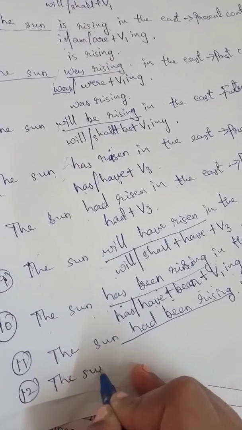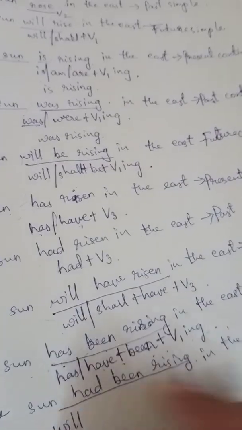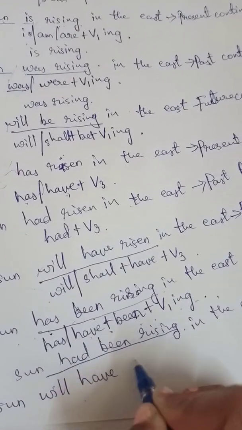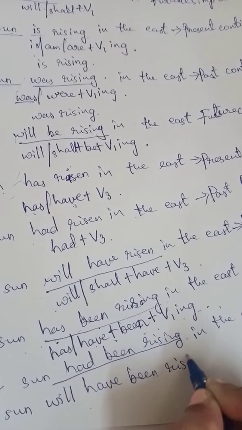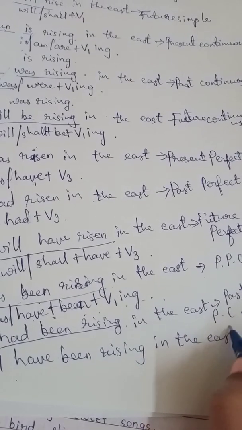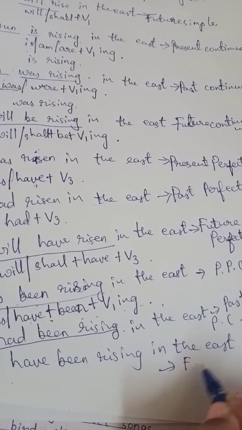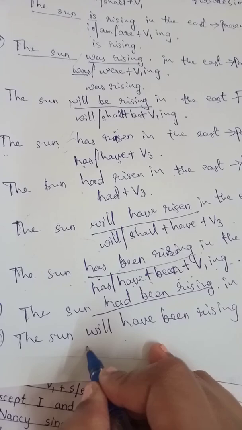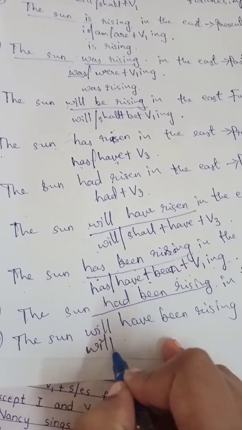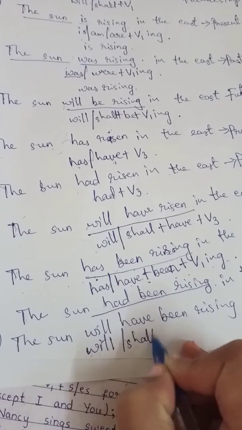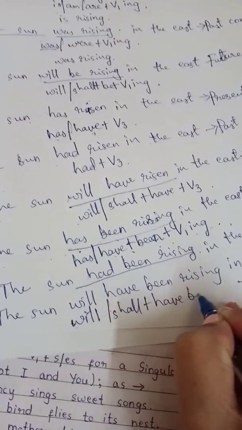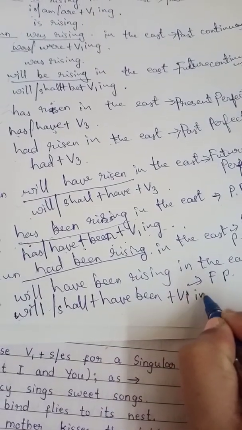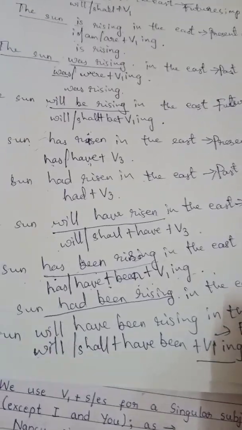The sun will have been rising in the east. Okay, future perfect continuous. So how is the verb form? The sun in the future perfect continuous, so what will be the verb form? Will or shall plus have been plus V1 ing. So this is the verb form.